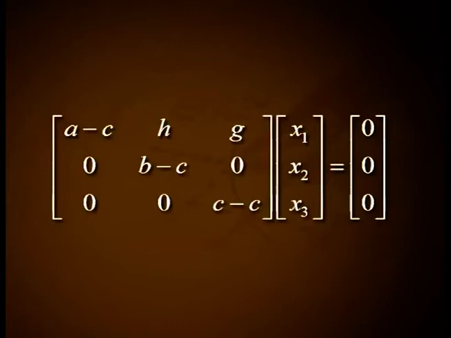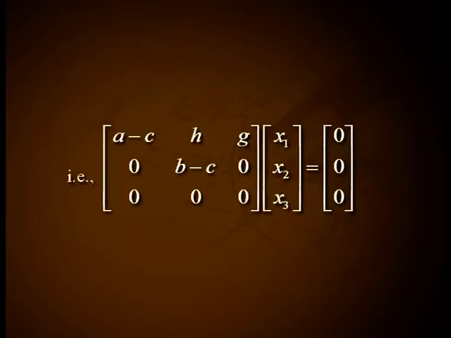Determination of latent roots of the matrix corresponding to lambda equal to C. The matrix [A minus C, H, G; 0, B minus C, 0; 0, 0, C minus C] into the matrix [x1, x2, x3] equal to the matrix [0, 0, 0]. That is, the matrix [A minus C, H, G; 0, B minus C, 0; 0, 0, 0] into the matrix [x1, x2, x3] equal to the matrix [0, 0, 0].